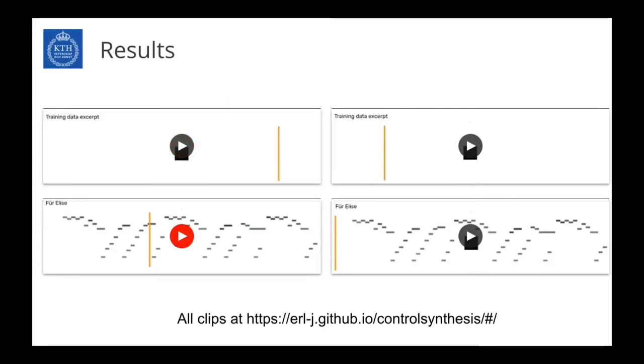And here is the starting melody from Für Elise by Beethoven, synthesized with a trained controlled synthesis model.